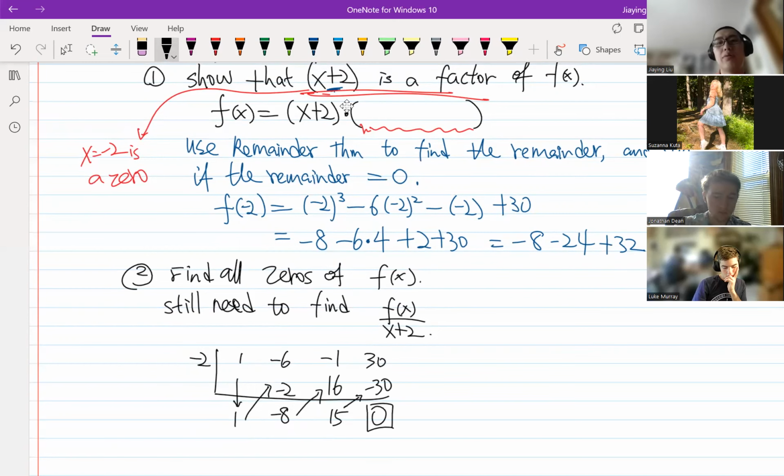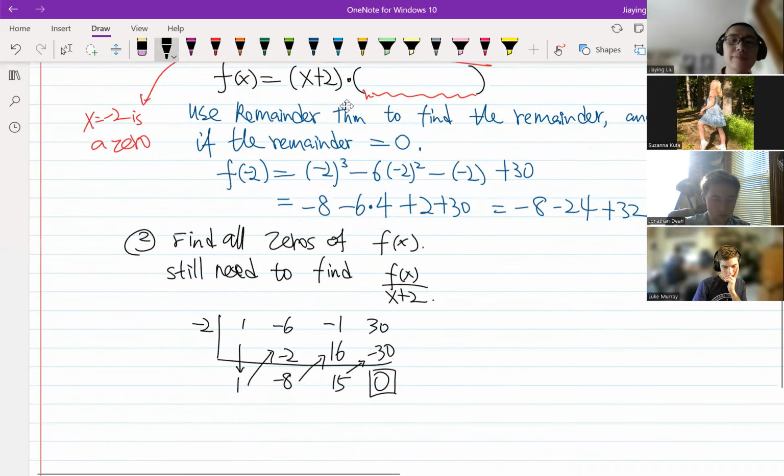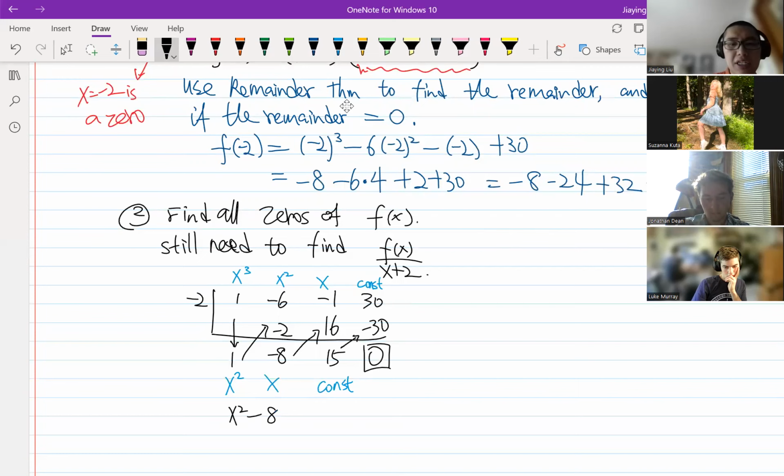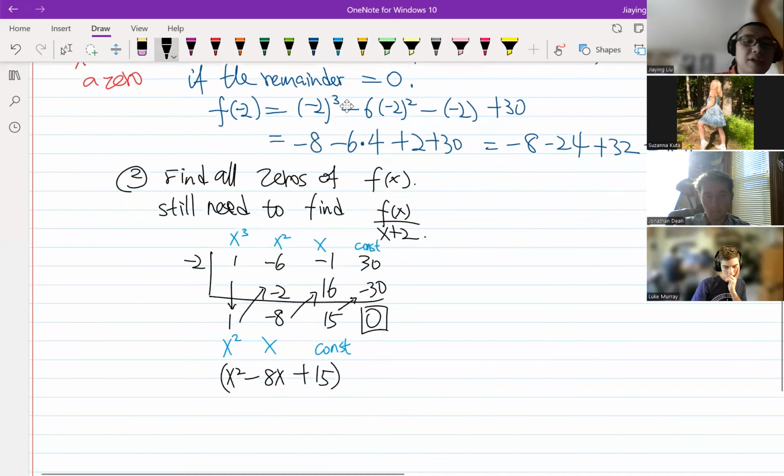We want to know what the quotient is. In this process, we begin with x cubed, x squared, x, and a constant term. And then we end up with a quotient that should begin with an x squared term, x, and a constant. So the quotient is going to be 1x squared minus 8x plus 15. So that's the quotient. And the factorization for f of x is going to be x plus 2 times this quadratic expression, which is equal to f of x.